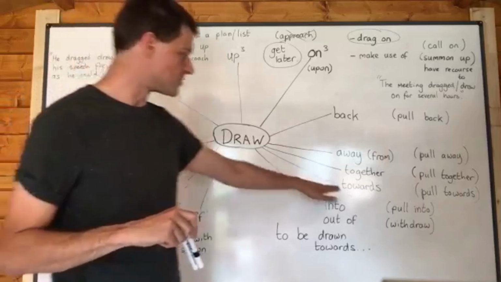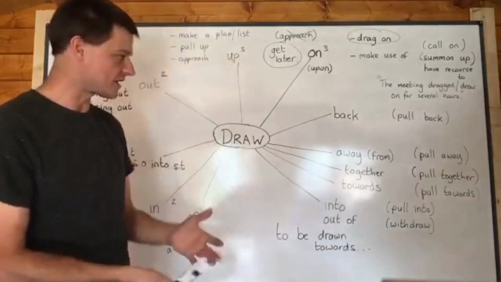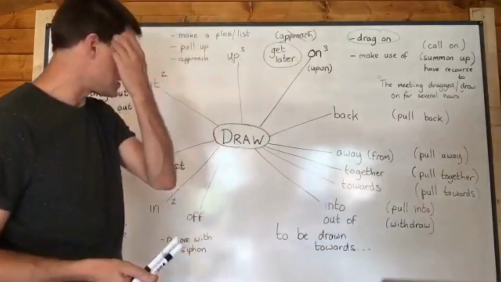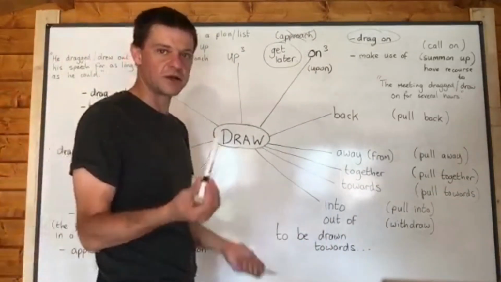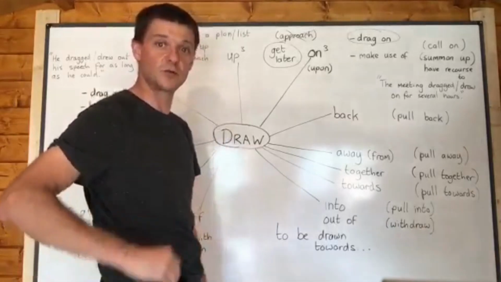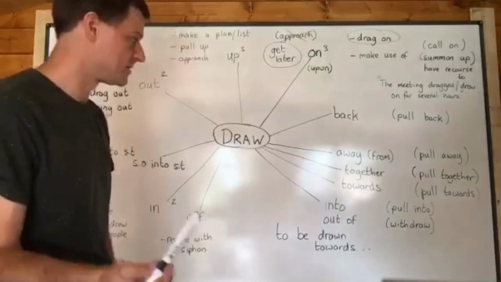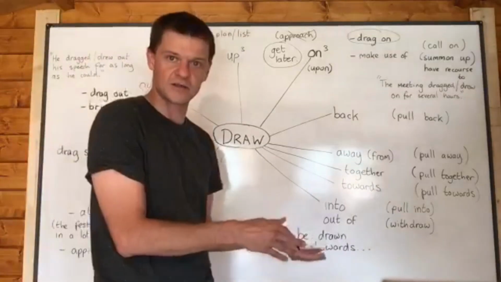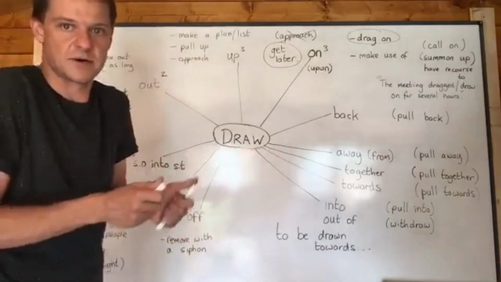If you are drawn towards something, then you are attracted to something. Something pulls you towards something. And if you draw something out of your pocket, you take it out of your pocket. That's all. You withdraw it from your pocket. And if you draw your car into the parking space, then you go into the parking space.